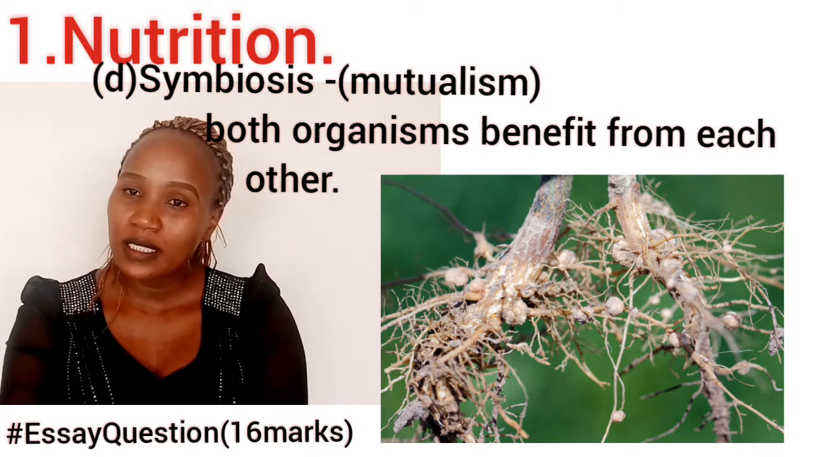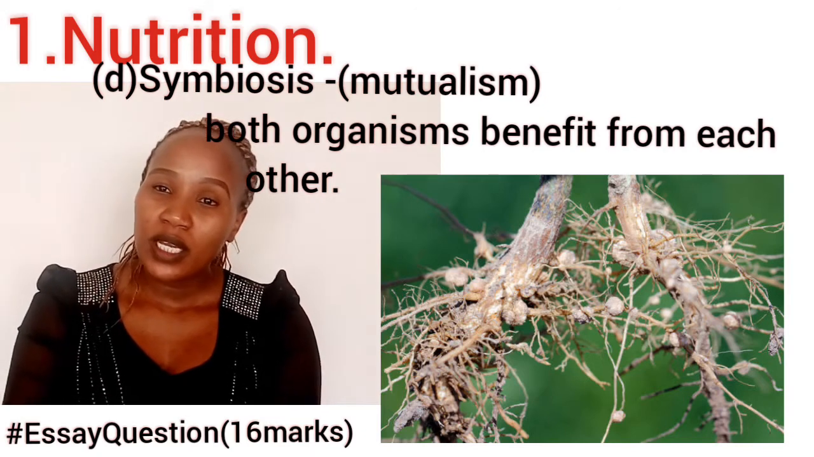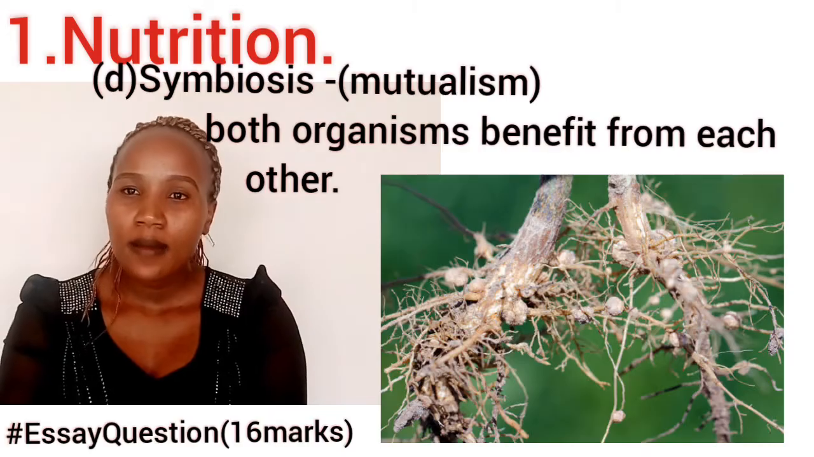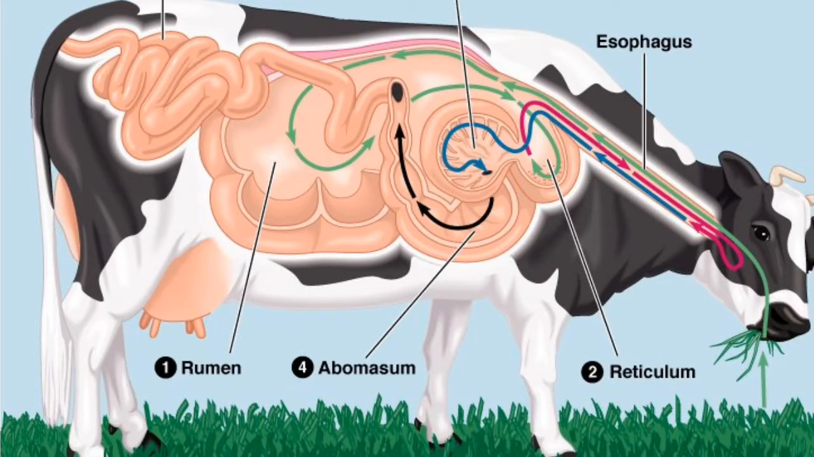Another good example is seen in the relationship of the bacteria in the rumen of the ruminants, whereby the bacteria get the shelter and the food that they need, and the ruminant will use the enzyme cellulase that has been produced by bacteria to digest cellulose to produce glucose, which they use for energy. Therefore, both organisms benefit from each other.